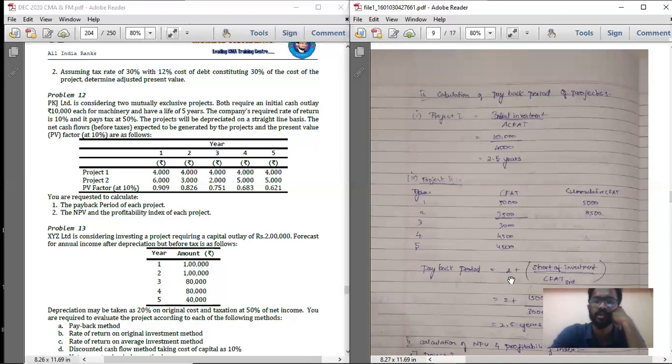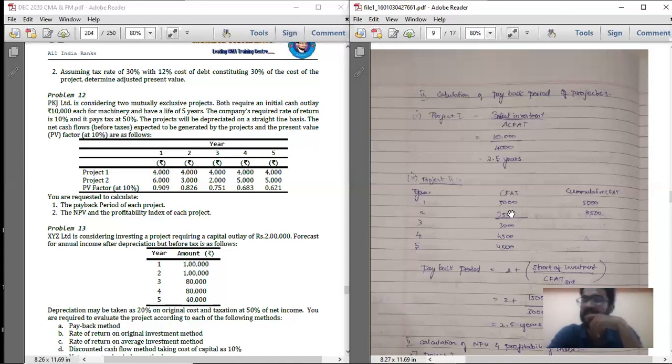So below that, payback period is equal to, what is the lower year? That is second year. So 2 plus, what is the short of investment? Short of investment is nothing but, here 8,500 has been received at the end of second year. So what is the remaining investment required? 10,000 minus 8,500, you want 1,500 in the next year. So 2 plus, just take down the formula first: short of investment divided by CFAT of the higher end year, that is third year.